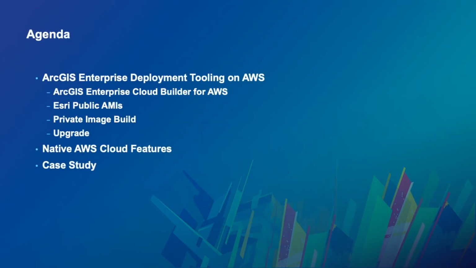This is our agenda. First, we'll start with what we offer for the deployment tools on Amazon. We will focus on some features that are new since last Dev Summit, some might even be a little bit later than 10.7. And then we will talk about what happens after your deployment is set up on Amazon: there are some native Amazon features that we take advantage of to better serve ArcGIS Enterprise. We'll talk a little bit about that as well.